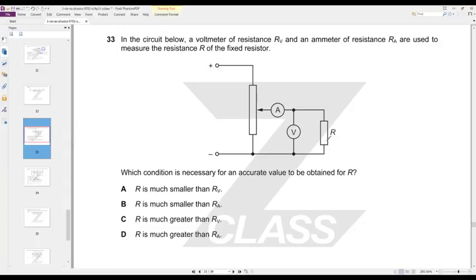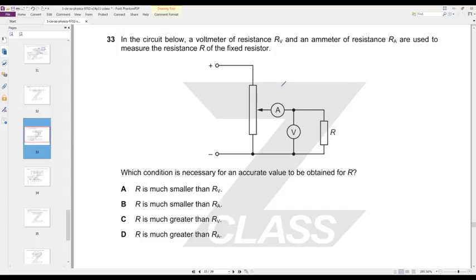V is in parallel, so it doesn't make that much of a difference, since it's only measuring the voltage, and the voltage in parallel is the same. A is in series, so... wait, or does A ignore its own? Okay, this is slightly confusing. Hang on. What are they looking for? They're looking for 33A. They're looking for R is much smaller than RV. Okay, so they're assuming that A ignores its own resistance. That's fair enough. That's a good idea.